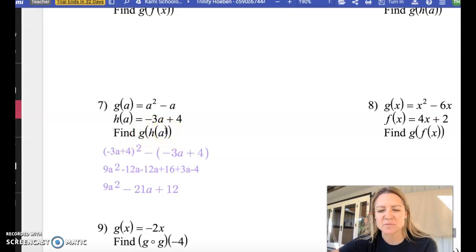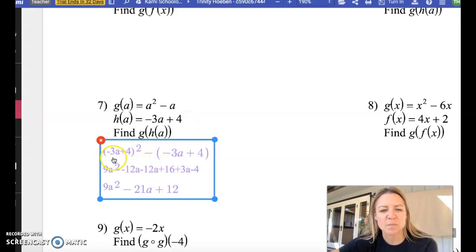And there's no number to substitute in, so we're just substituting in a. So right here where this a is at, we're going to plug in negative 3a plus 4. And right here where this a is at, we're going to plug in negative 3a plus 4. So it's a double plug-in. The first one is going to be squared, and then the second one is going to be minus all that. So we're going to have to distribute that minus or negative out.